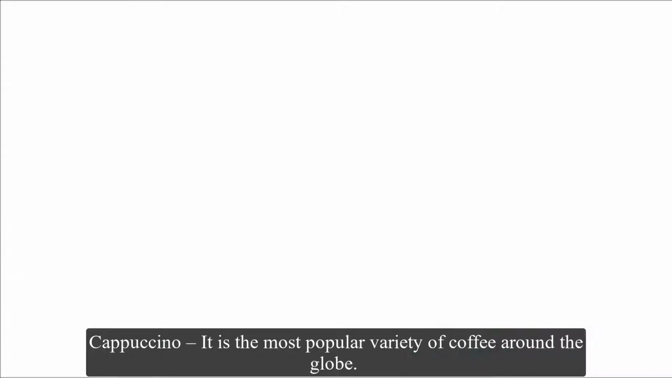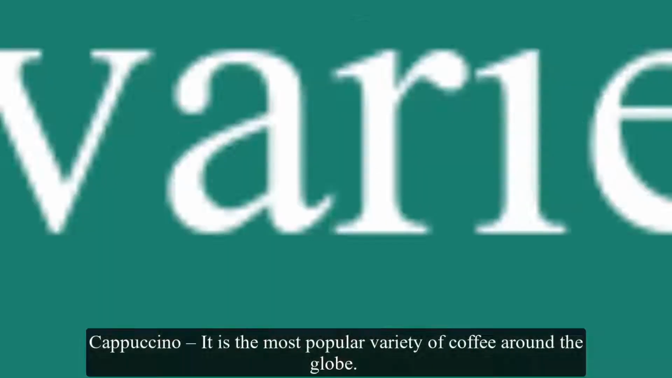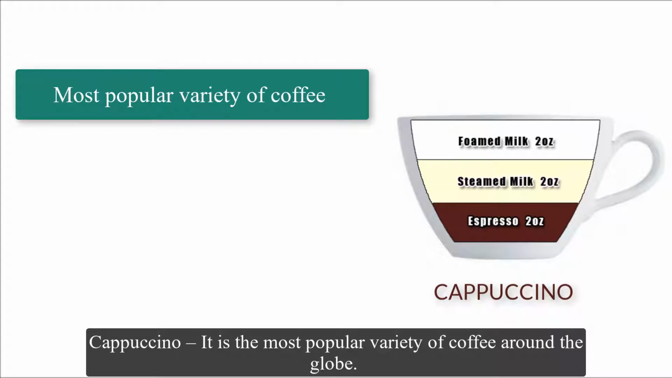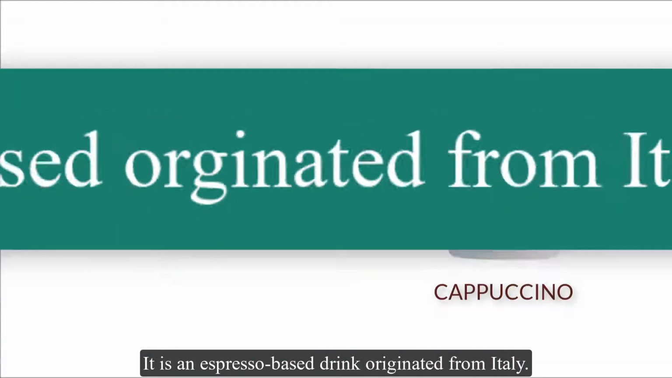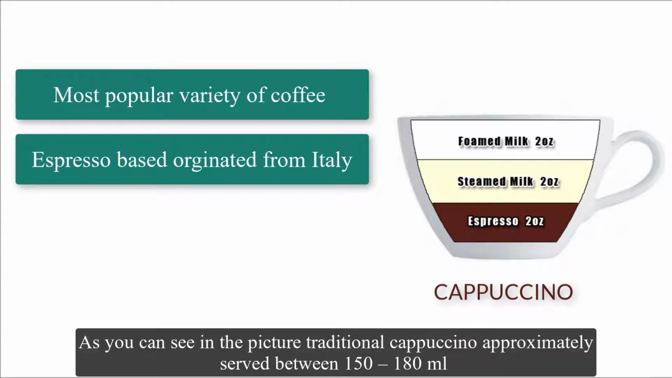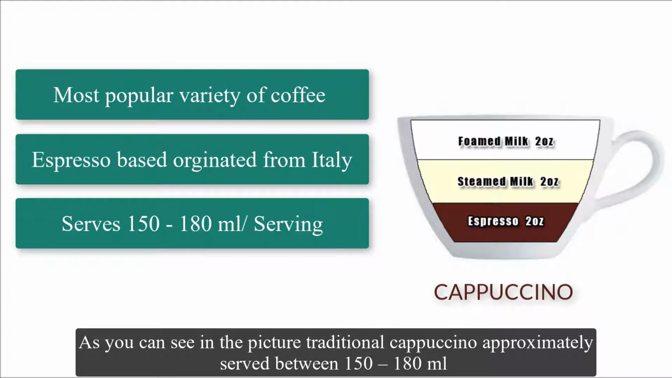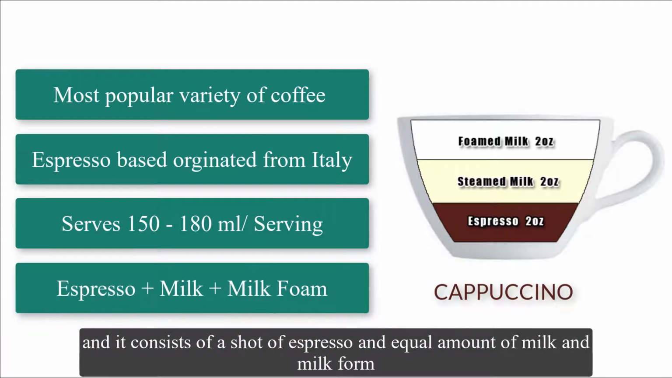Next we'll see about cappuccino. It is the most popular variety of coffee around the globe. It is an espresso based drink originated from Italy. As you can see in the picture, traditional cappuccino is approximately served between 150 to 180 ml and it consists of a shot of espresso, which is 30 ml.